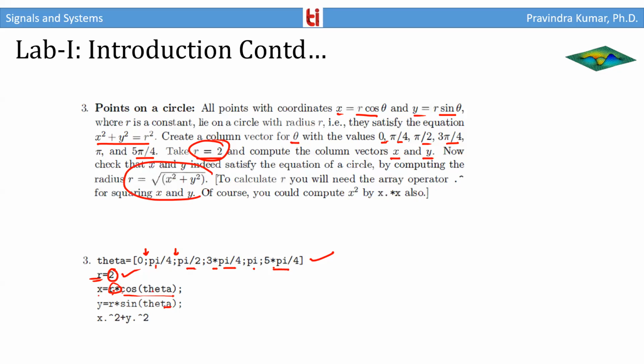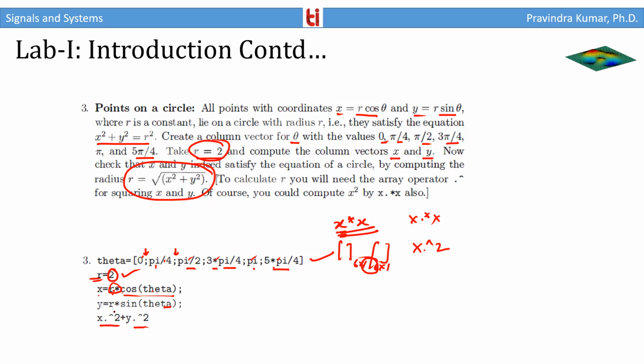Now to check this, r is equal to under root x square plus y square. First of all, you have to find out x square plus y square. You cannot write x into x, because x is a column. This is 1, 2, 3, 4, 5, 6, so this is 6 by 1, and this is again 6 by 1. Dimensions are not matched, so this multiplication is not possible, but element by element multiplication is possible. So you can write this, or you can write square.